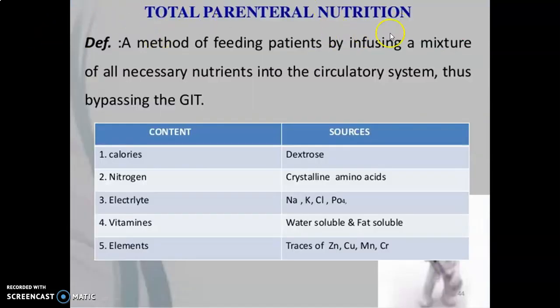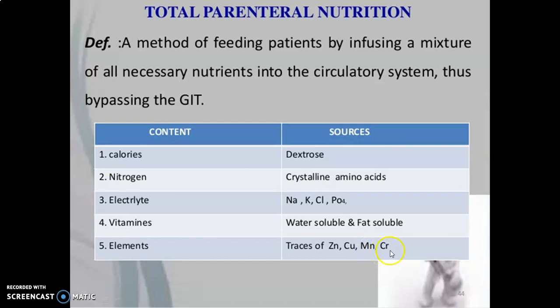Then total parenteral nutrition. Definition: a method of feeding patients by infusing a mixture of all the necessary nutrients into the circulatory system, thus bypassing the gut, the gastrointestinal tract. The contents and their sources: calories from dextrose, nitrogen from crystalline amino acids, electrolytes that are sodium, potassium, chlorine and PO4 phosphate, vitamins, water soluble and fat soluble, and trace elements of zinc, copper, manganese and chromium.